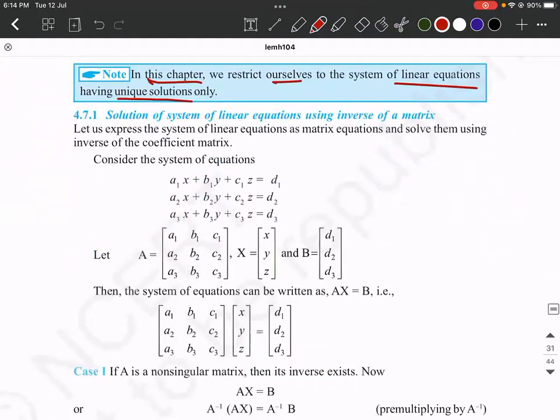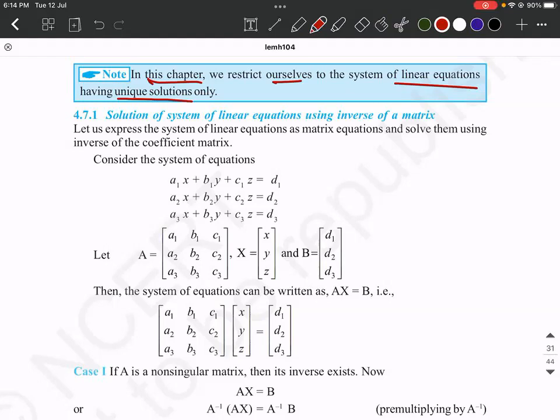Let's get started. So why I mentioned the A1 by A2 is equal to B1 by B2 concept: suppose the same question is asked in an MCQ, you need not sit and waste your time calculating the inverse at all. Look at whether A1 by A2 is equal to B1 by B2 or not, then you can say whether the system is consistent or inconsistent.